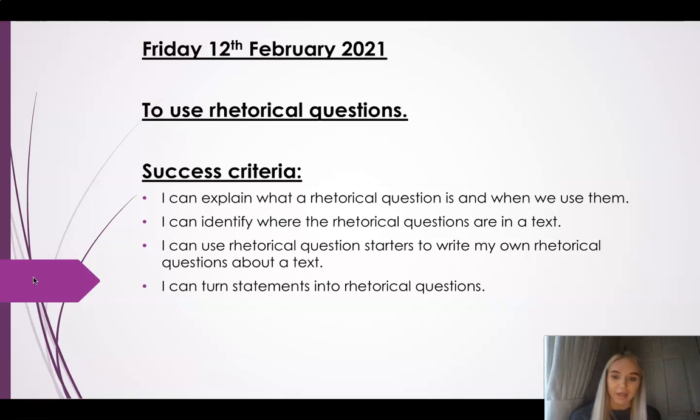going to be reading. You will be able to use rhetorical question starters to write your own rhetorical questions about a text, and you will be able to turn statements into rhetorical questions.